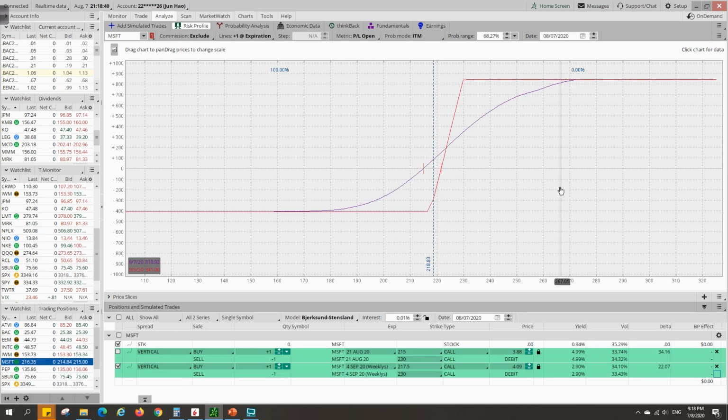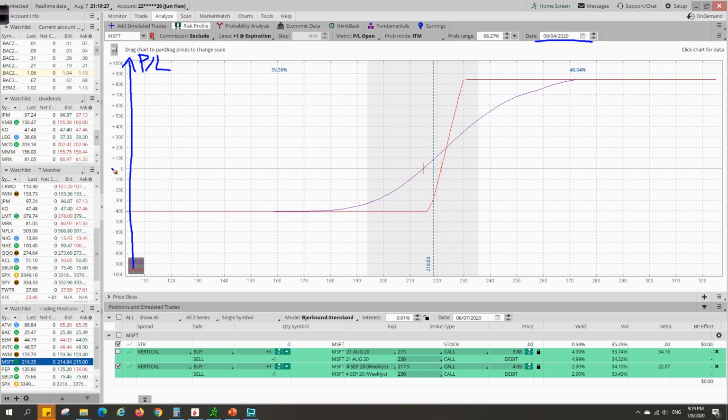So first of all, what you want to ensure is that this date over here is set at the day of expiration for the contract. And that will be 4th September. So on this chart over here, what you are seeing, the y-axis over here, this is your profit and loss. The 0 mark is over here. Obviously, everything that's above the 0 is your profit. Everything below is your loss. The x-axis over here is the prices for the underlying stock.